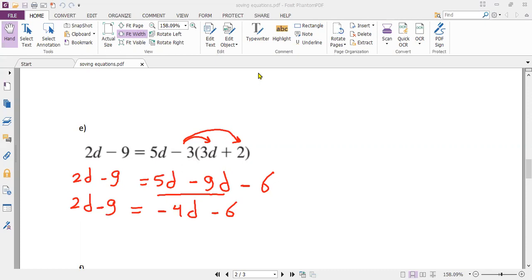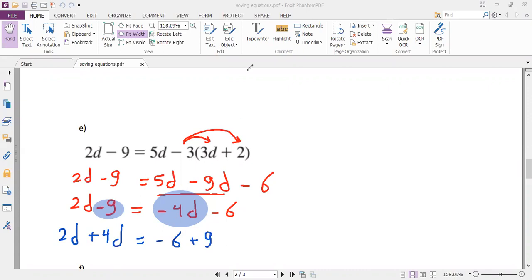Then collect like terms on one side. So we are going to move minus 4d from this side to the other side and change its sign, and move negative 9 from this side to the other side and change its sign. So it's 2d, and minus 4d is going to move to the other side. So minus 4d is going to be 4d equals minus 6, and move minus 9 to the other side, it's going to be plus 9.